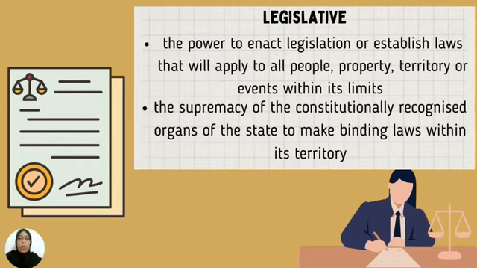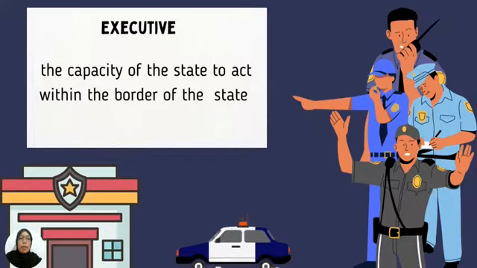Okay, next, we go to executive. Executive is the capacity of the state to act within the border of the state. So from what I understood about this matter, the state shares the power to enforce the law with certain bodies like the police and army. The state formally cannot enforce the law without the attribution of conduct to a state. The executive are the ones who have the power to enforce the law that has been bound and can take action towards the people who breach the law.